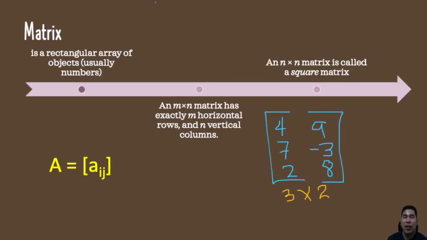Let's say, for instance, we have here 4, 9, 7, -3, 2, and 8 in a 3 by 2 matrix, and we want to know the entry at row 0, column 1. That is actually 9. So basically, row 0 and column 0 is 4. Row 0 and column 1 is 9. Then row 1, column 0 is 7. Then row 1, column 1 is -3. Then row 2, column 0 is 2. And then row 2, column 1 is actually 8.